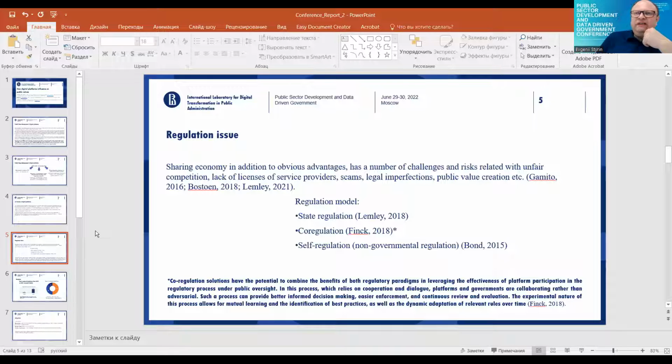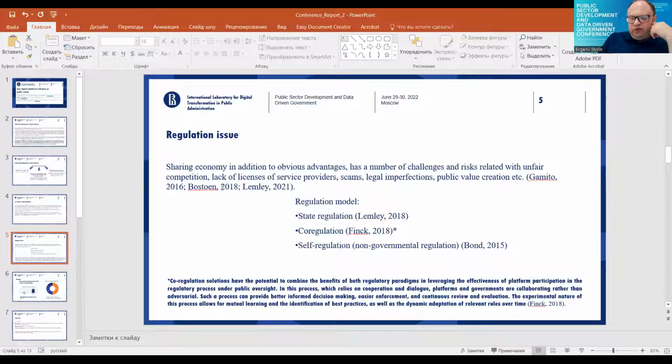But there could also be leaner instruments, such as co-regulation, when the government can be one of the players in the platform, or could provide some powers of regulation to the private platform operator.